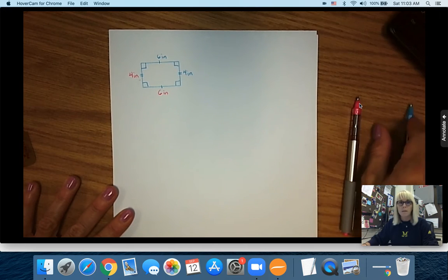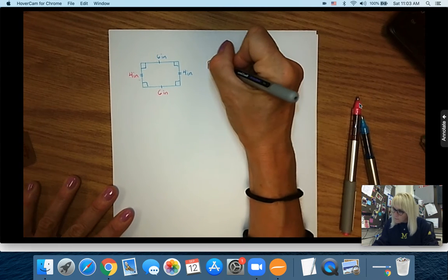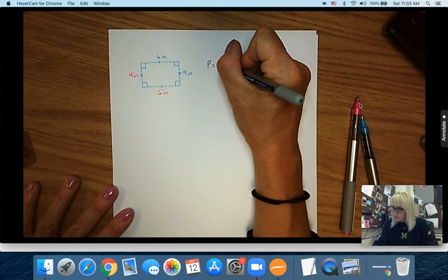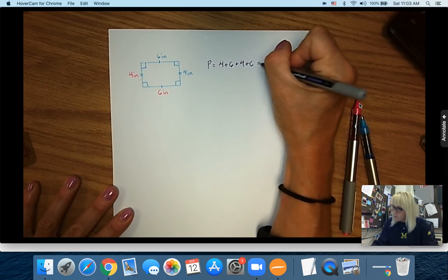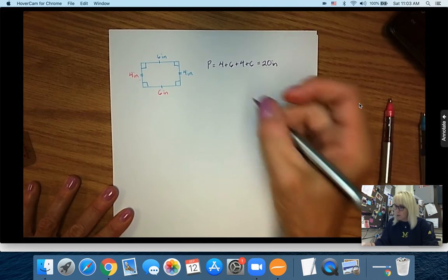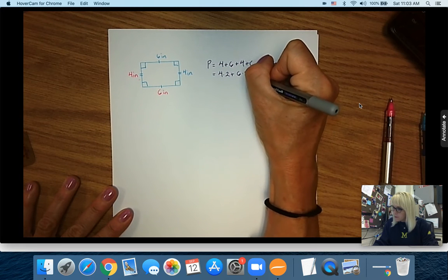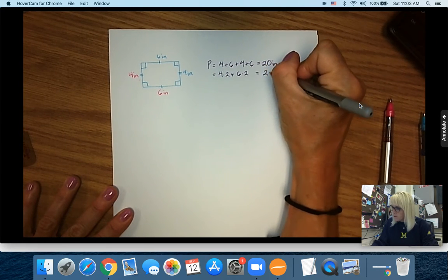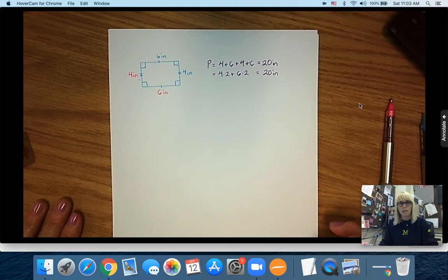So when you go to find the perimeter, use another color because I can. You could either say to yourself, well, that's 4 plus 6 plus 4 plus 6 equals 20 inches. Make sure you include your units. Or you could have said, well, I know that's 4 times 2 plus 6 times 2, which is 8 plus 12, which is also 20 inches. Matters not to me how you get to that. This is probably a little more efficient, but who am I to judge?